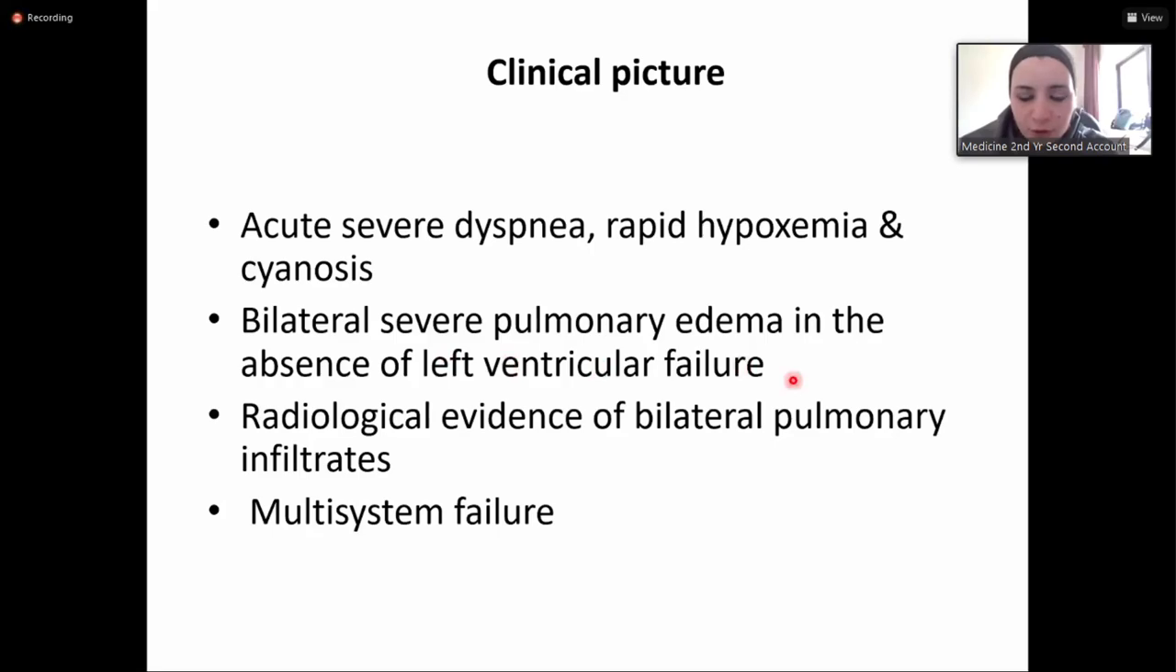Bilateral severe pulmonary edema in the absence of left ventricular failure, because both lungs are edematous, the lungs become white in color. Radiological evidence of bilateral pulmonary infiltrates. When we do an X-ray of the lungs, or a CT scan, it shows lungs having an infiltrate, white in color. Multi-system failure in the late stages.